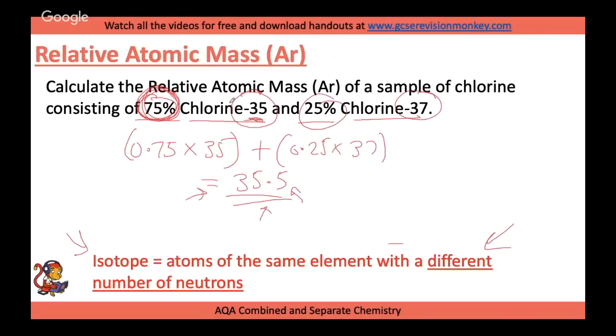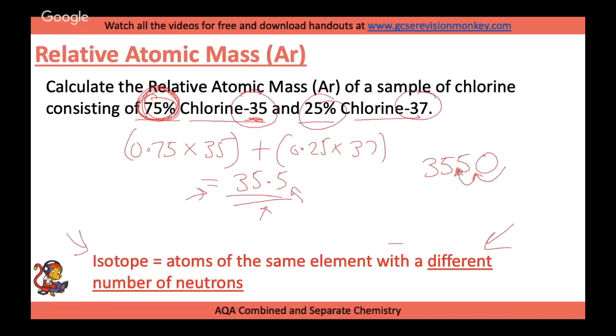In the exam, they might give you 3 or 4 isotopes, but you do exactly the same thing. If you want to divide afterwards, you can, because if you'd done 75 times 35 and then added that to 25 times 37, you would have had a really big answer like this, and then you'd need to know to divide by 100 to get 35.5.